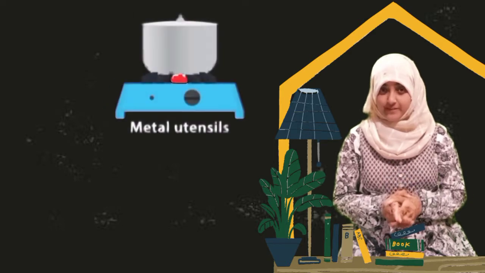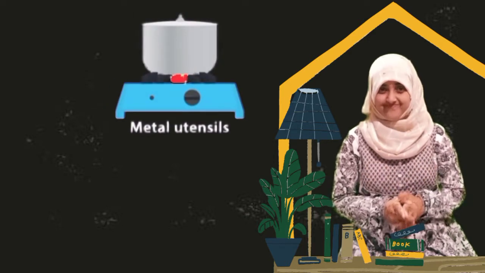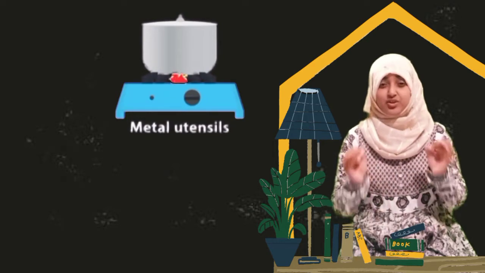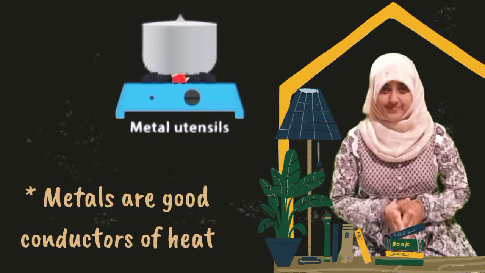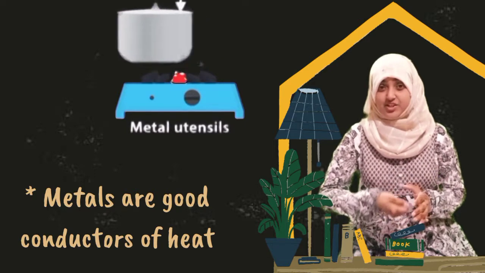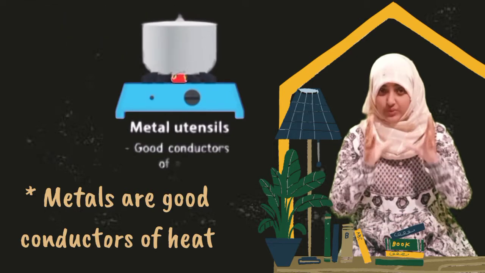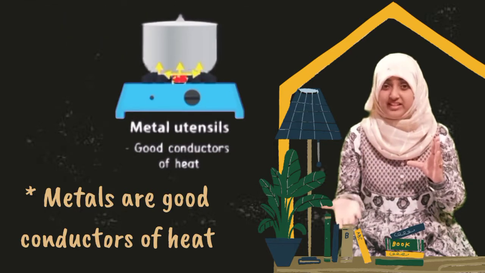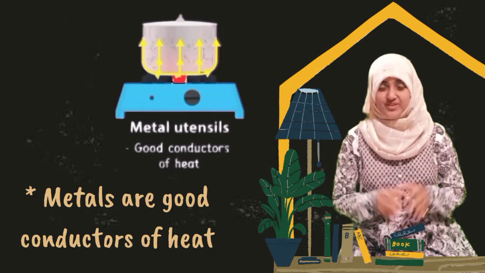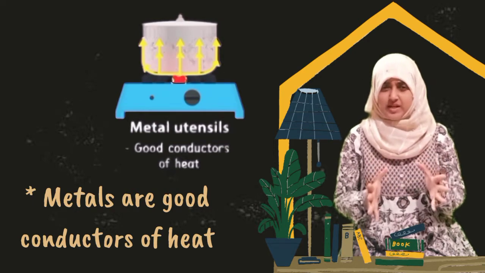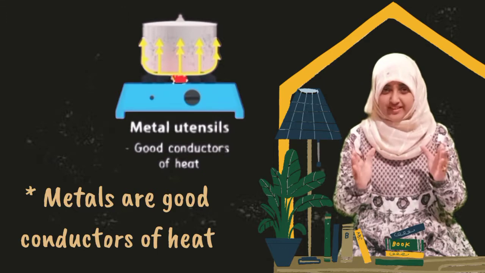The metal utensils like steel and aluminium are used for cooking. But why? Well, that is because these metals are good conductors of heat, so that the heat energy from the stove can be transferred to the utensil, and thus the cooking is possible. So this is the next property of metals, which says that metals are good conductors of heat.